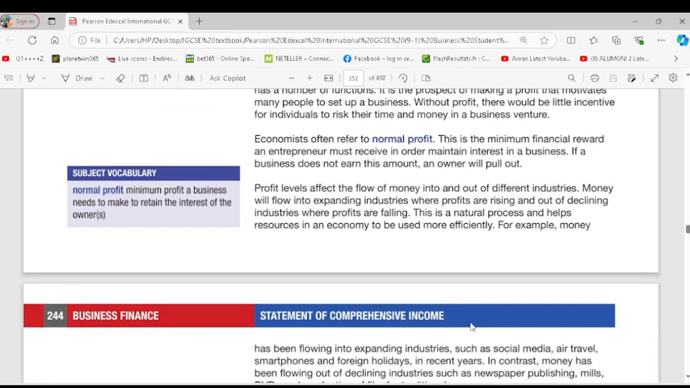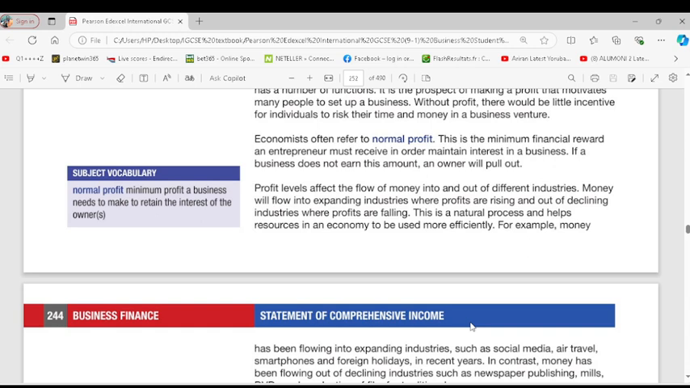Profit level affects the flow of money into and out of different industries. Money will flow into expanding industries where profits are rising and out of declining industries where profits are falling. This is a natural process and helps resources in the economy to be used more efficiently. What they are saying is that profit also allows investment. Profit brings about increasing investment. If this industry is not making more profit, people will stop investing there.